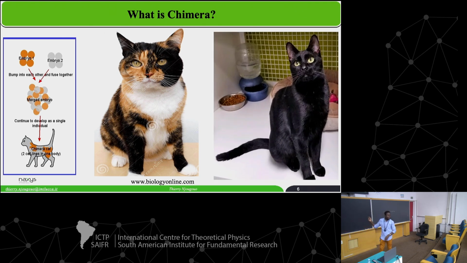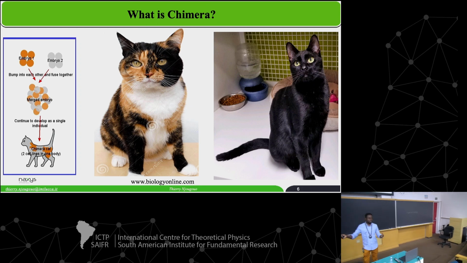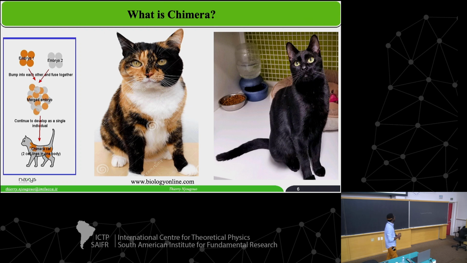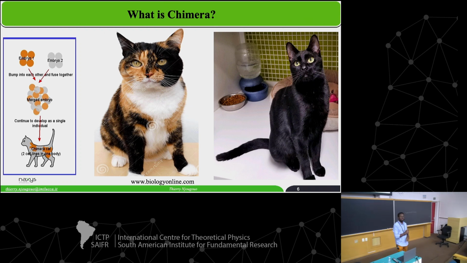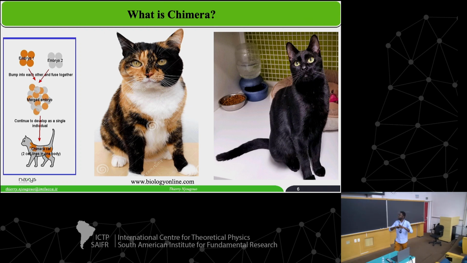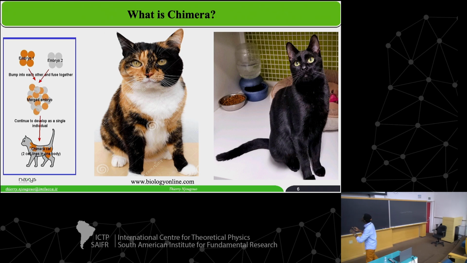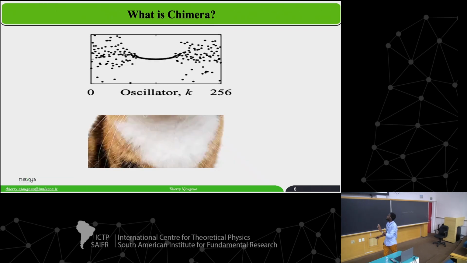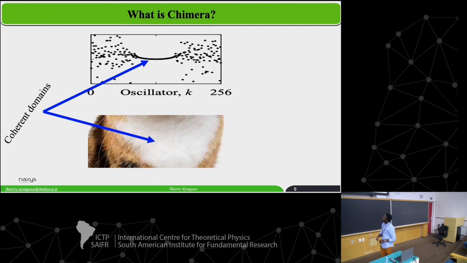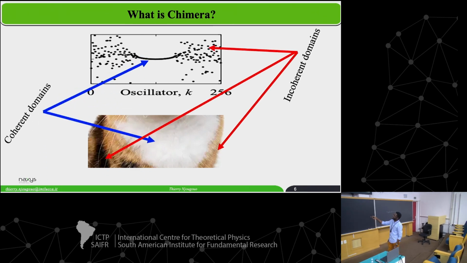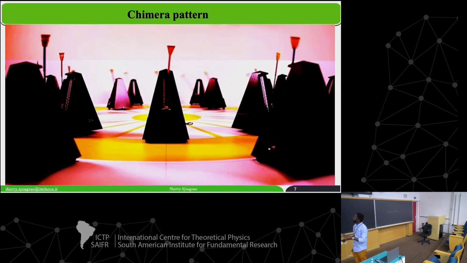This cat, is it a chimera cat? No. If we go back to the course that we had this week, how do we call it? A synchronized cat. Jesus already did everything about synchronization, so we will call this one a synchronized cat. So I made something. Here we have a coherent domain, and here the incoherent domain.